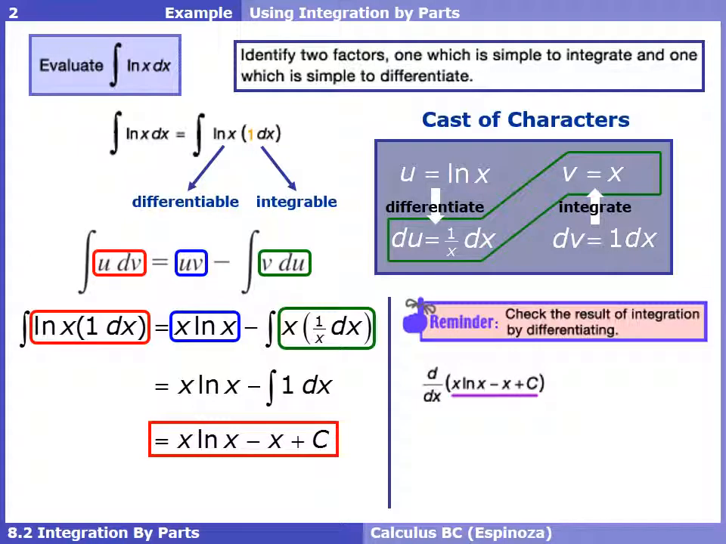Just as a quick reminder, we can always check our answers by taking the derivative. If we were to take the derivative of our answer here, we should get back to our original problem of ln x. And sure enough, when we apply the product rule to this piece, and of course the derivative of negative x is negative 1, the derivative of a constant plus c is 0, so that just goes away. When we simplify that, we'll get ln x plus 1 minus 1, and the 1's would of course become 0, so it does check out. The integral of ln x checks out because of this process of taking the derivative.